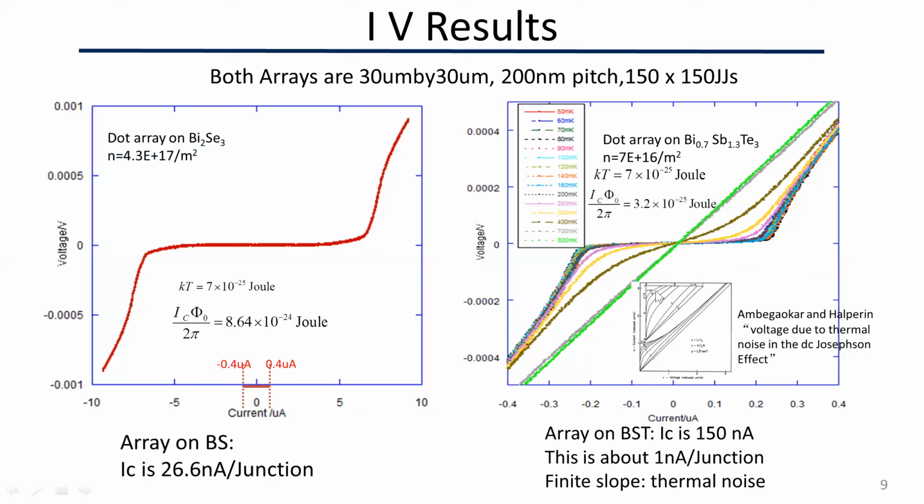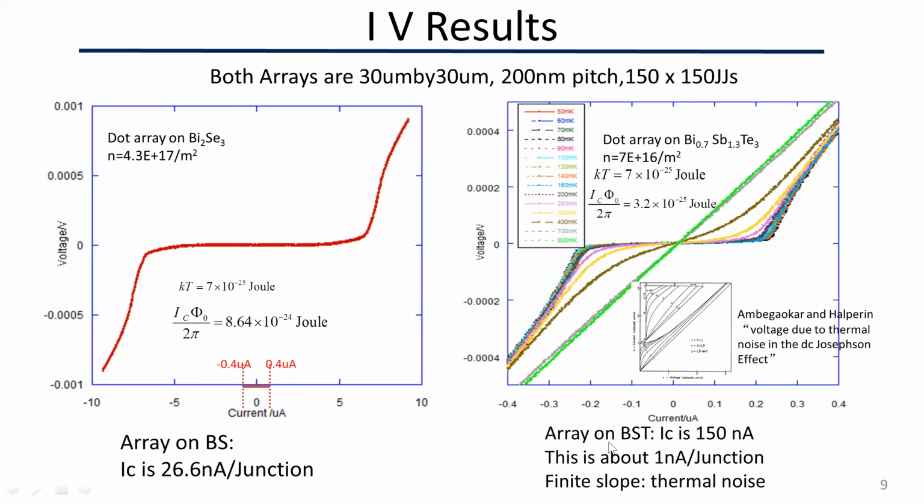Here is a picture from a paper by Halperin and Ambegaokar of their study of voltage due to the thermal noise in the DC Josephson effect. We can compare these two graphs. The rounding effect, the curves right here, look very similar to this one. If you rotate this to the axis of x equals y, then you find these two pictures are very similar to each other.